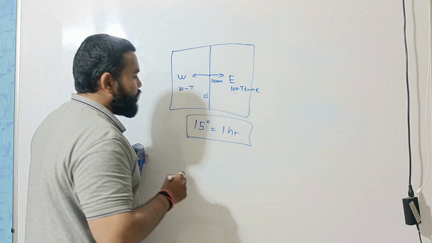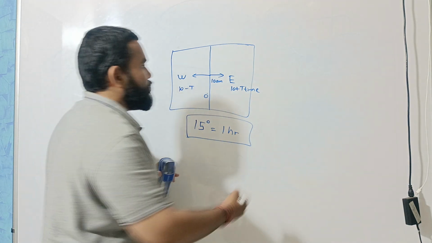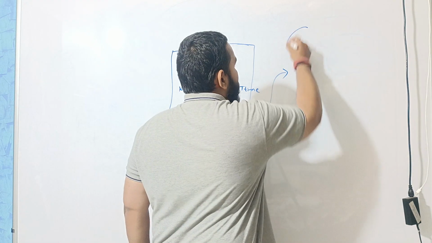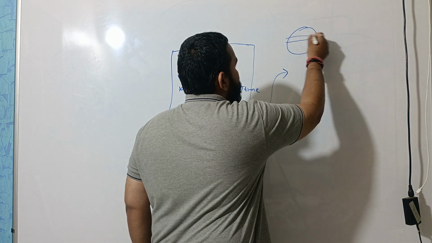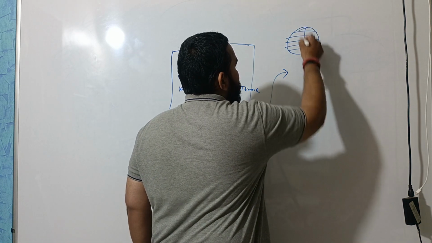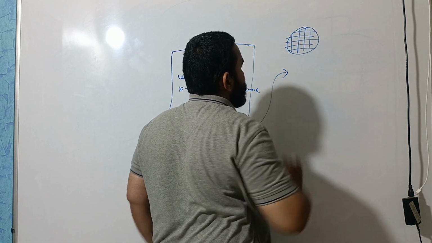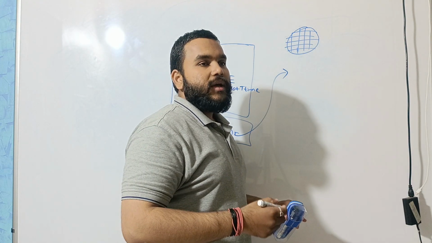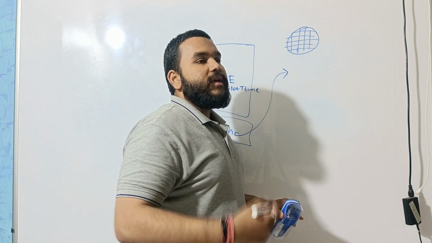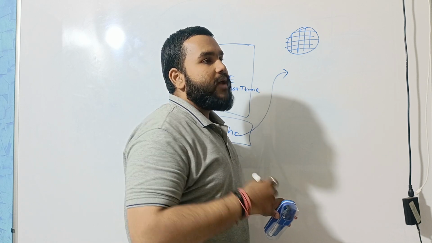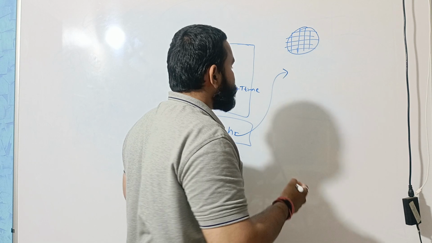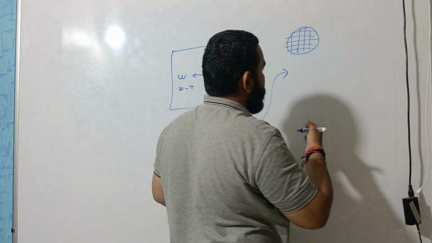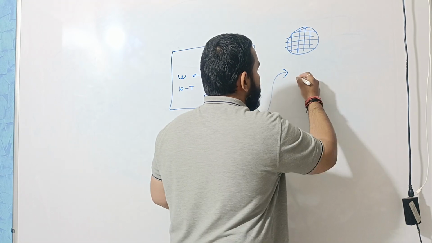Why has this come about? Let's do some math here. I'm drawing a small earth with small longitudes and latitudes. Let's calculate the number of latitudes and the number of longitudes and then figure out how we can find time and date. For example, I have latitudes and I have longitudes. So first we will calculate latitudes.